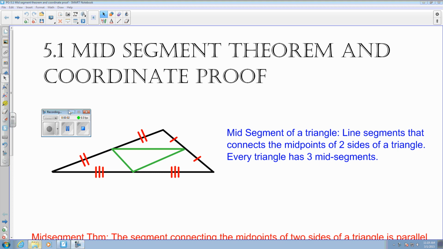Okay, we're in section 5.1 where we're going to talk about the mid-segment theorem and coordinate proof.